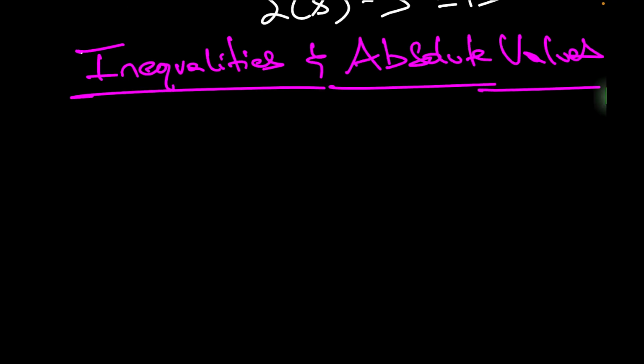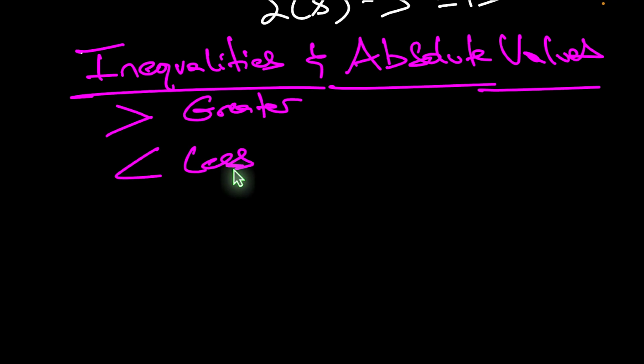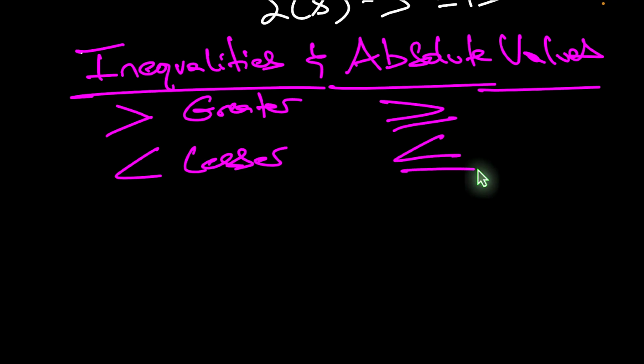So, inequalities and absolute values. Now, inequalities, you've probably heard these before, and it's going to be very similar to what we have been doing with solving equations, except for one instance, which I'm going to get to. Basically, it's just when we see these symbols. That one is our greater than. This one is our lesser than. And if we see that plus that, it's greater than or equal to, and lesser than or equal to.